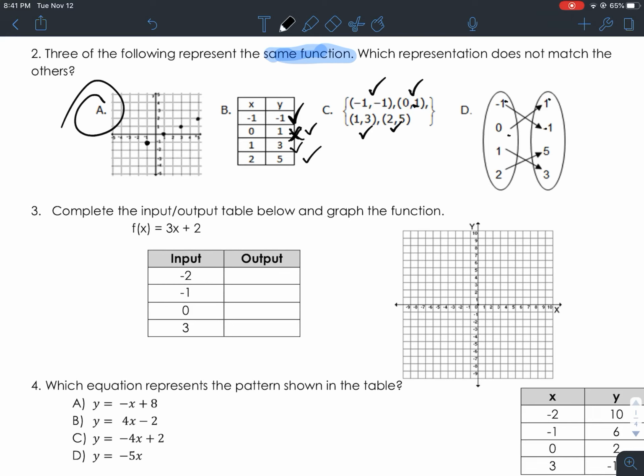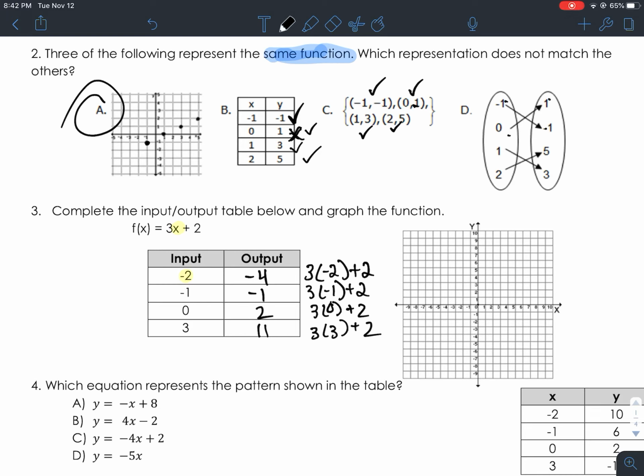Okay, complete the input-output table below and graph the function. So all we're doing is plugging these numbers into x and then graphing it. So I'm going to take this -2 here, and I'm going to plug it in for x. So I'm essentially doing 3 times -2 plus 2, which is -6 plus 2, which is -4. And then 3 times -1 plus 2, which is -3 plus 2, which is -1. And then 3 times 0. And then it would be 3 times 3. So it's 9 plus 2, which is 11. Which isn't going to be able to map on here, I don't think.